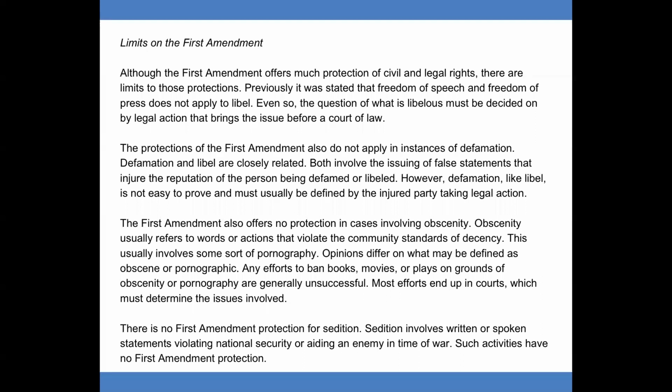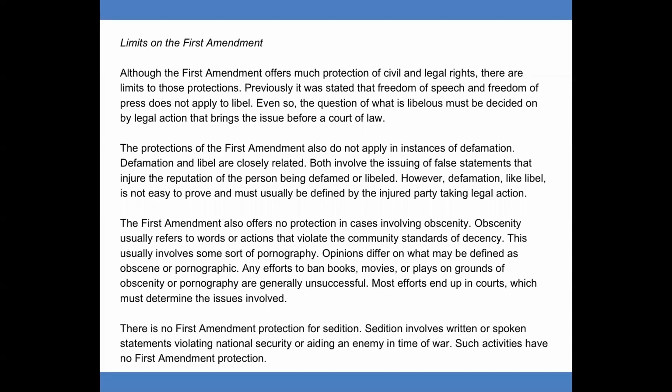Limits on the First Amendment. Although the First Amendment offers much protection of civil and legal rights, there are limits to those protections. Previously, it was stated that freedom of speech and freedom of press does not apply to libel. Even so, the question of what is libelous must be decided by legal action that brings the issue before a court of law.